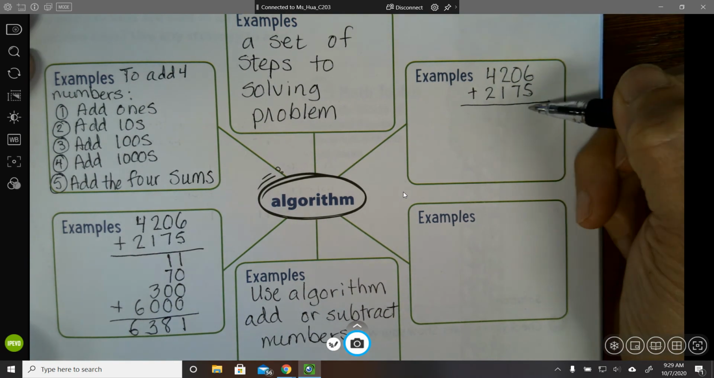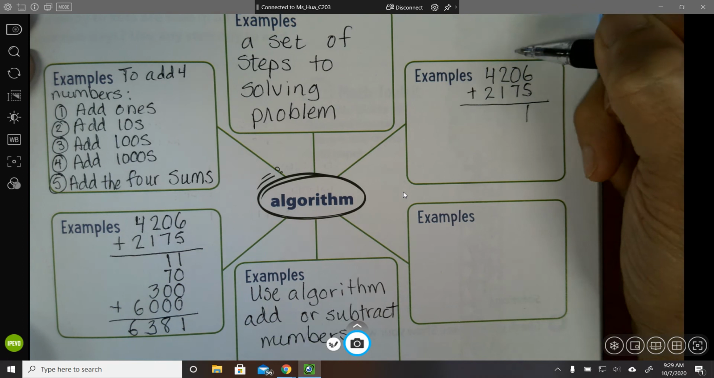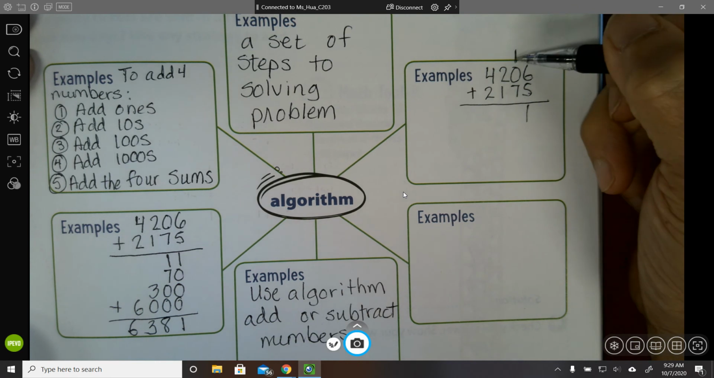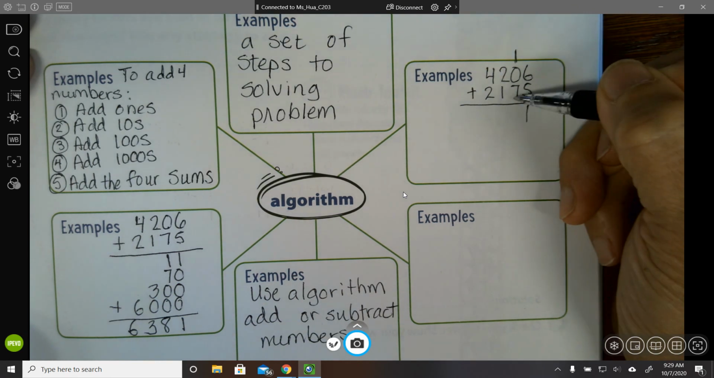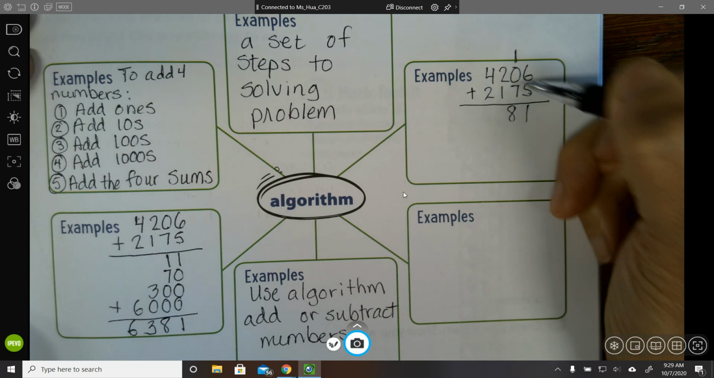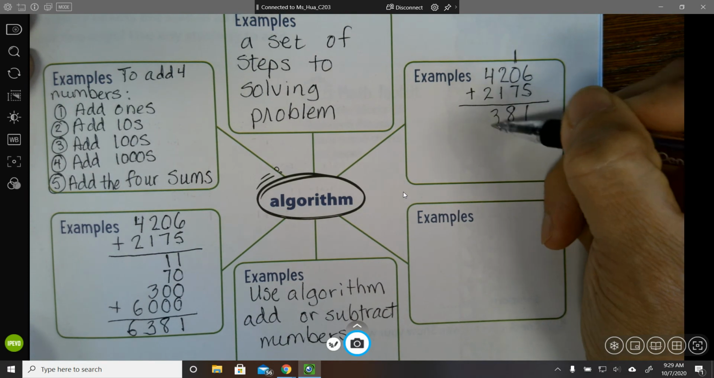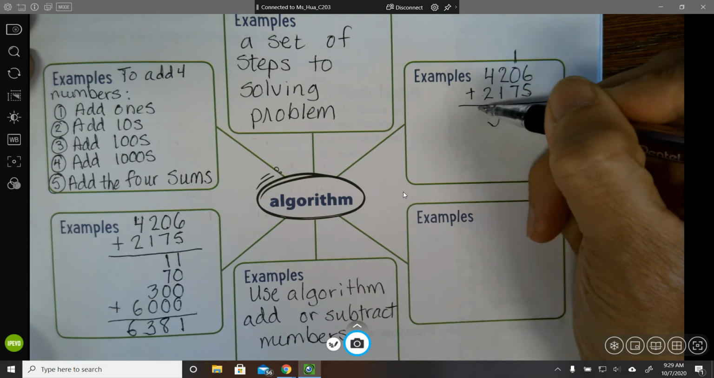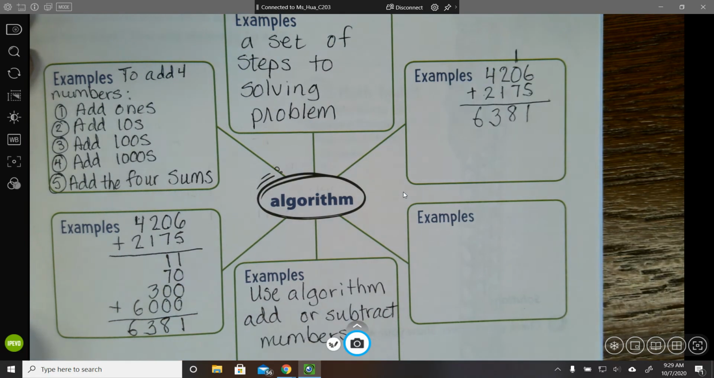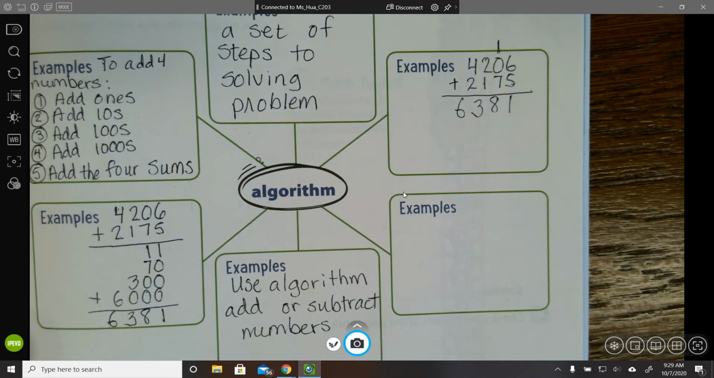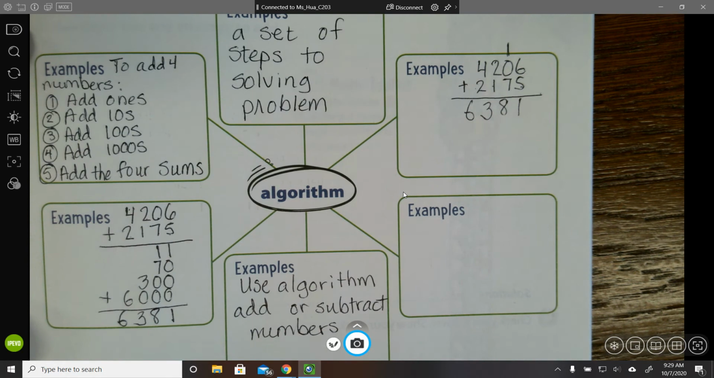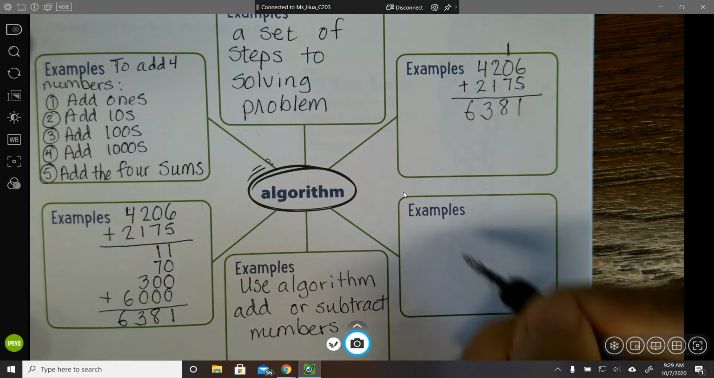6 plus 5 is 11. So I bring down the 1, carry the 1 because that's 11. That's in the tens place. 7 plus 1 is still 8. 2 plus 1 is still 3. 4 plus 2 is still 6. All right? That is your traditional way of understanding. Now, Ms. Wu is going to use the same number using a different algorithm to demonstrate that you can come to the same conclusion.